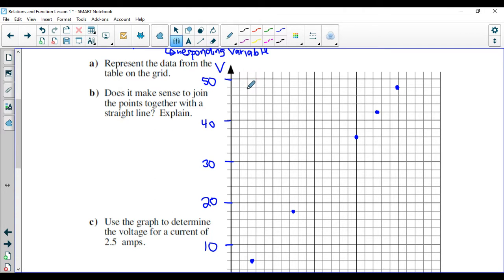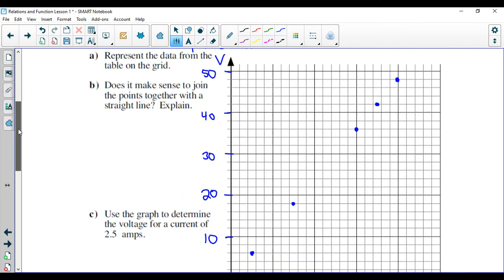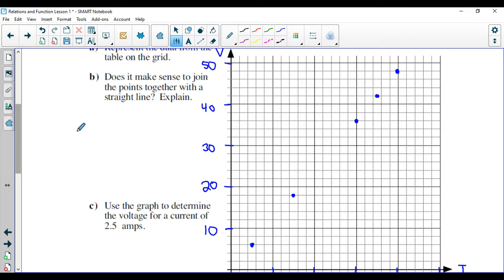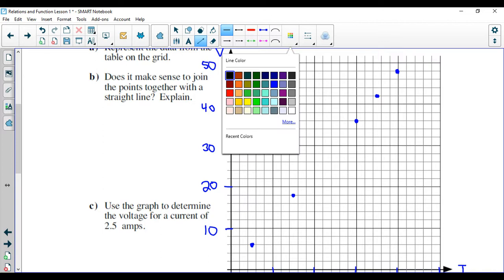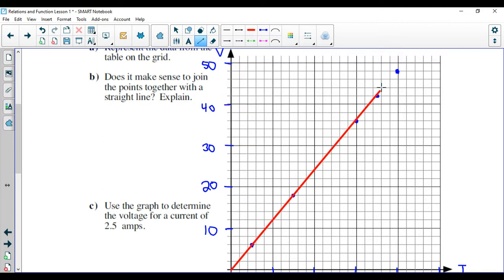Now it says, does it make sense to connect the points to draw a straight line through the points? Now it does here, okay? So first of all, I'll just draw the straight line, and then we'll explain why that's the case. There's no way I can freehand sketch this, so I need to pull a line on here. Okay, so let's grab a line. Let's make it in red just to make it stand out. My line would look something like this right here. Okay, and let's go back to the pen now, and we'll explain why this makes sense.